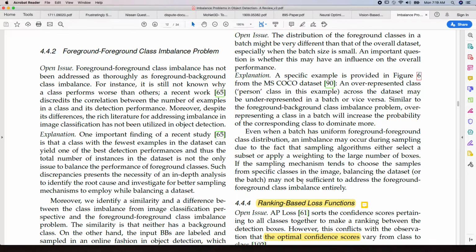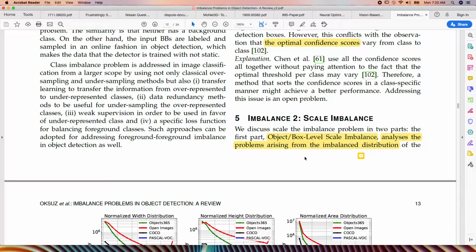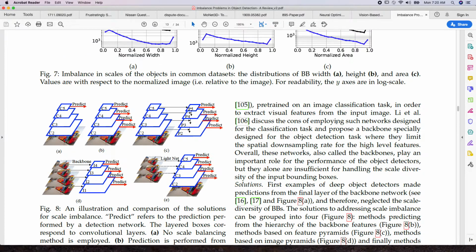We also have the ranking-based loss functions, which will address the scale imbalance. This is another interesting one. The object box level scale imbalance analyzes the problem arising from imbalanced distribution.